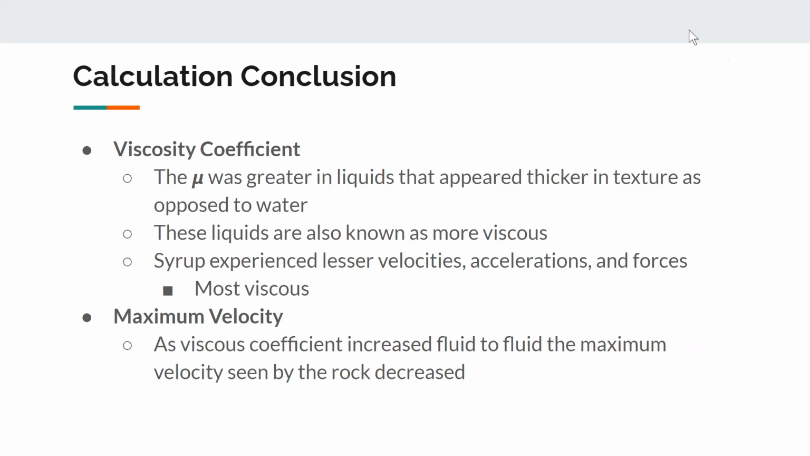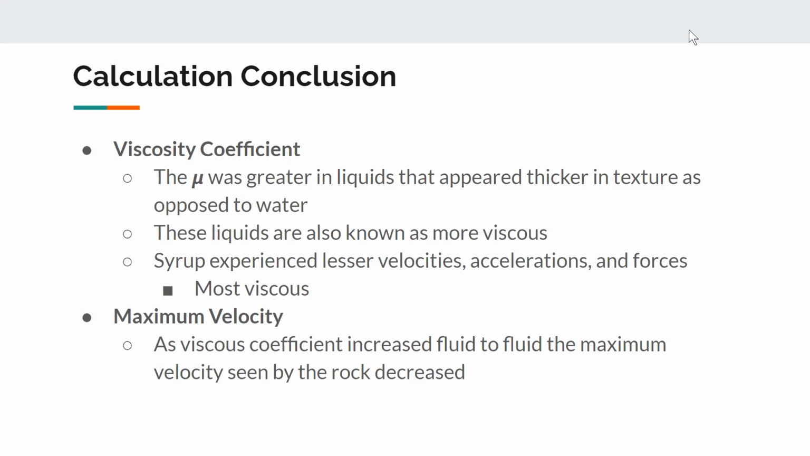So now what do these calculations mean in conclusion for our study? Now with regard to the viscosity coefficient, the coefficient was greater in liquids that appeared thicker in texture as opposed to water. These liquids, which would be common knowledge, would be syrup, which appears thicker, meaning that it is more viscous. Due to the fact that it is more viscous, syrup also experienced lesser velocities and accelerations, and in turn forces, due to the fact that it is moving slower. Therefore, the impact of force that's felt through the rock in syrup is much less than water, which was seen in the calculation for force of viscosity and drag. Water had the greatest force but the lowest coefficient, where syrup had the greatest coefficient but the lowest force.